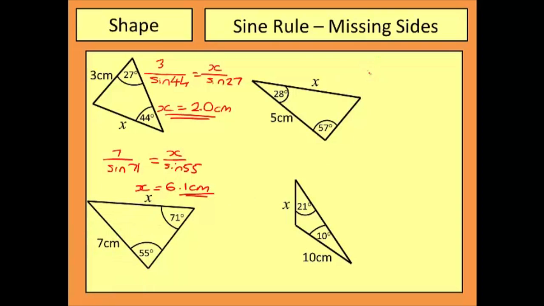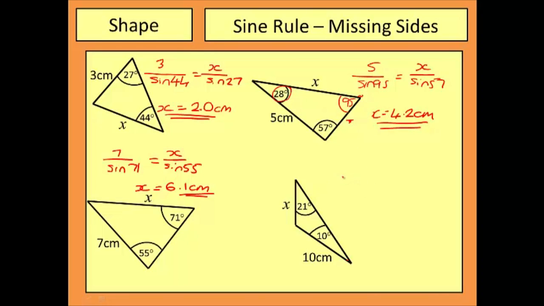This third one is the one to take care with. 28 is a red herring. I don't actually need it because the side opposite it is not given to me. So I need to work out this angle here. I'm going to use the fact that all of the angles in a triangle add up to 180 to work out that this missing angle here is actually 95 degrees. Once I've got this, I can set up my sine rule problem and I can go 5 over sine 95 is equal to X over sine 57. When I multiply both sides by sine 57, I'm going to get my final answer here, X equals 4.2 centimetres.